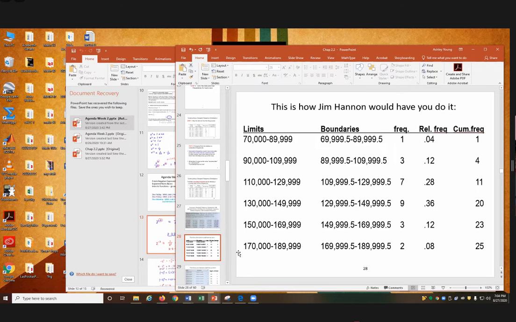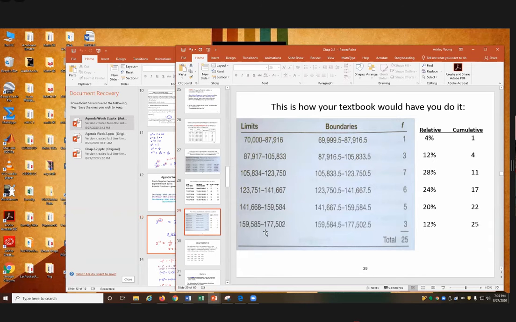Okay, so this is the way that Jim Hannon would have you do it, right? Where you pick a number, something that makes sense, like 20,000s, which is pretty much what everybody picked. Using the formula, this is how the book has you do it. And these are the limits they have here. And this is why Jim Hannon won. Which is more readable? If you're looking at this information, and I'm trying to explain something to you about the percentages and the cumulative and the frequencies, to have these limits here, or the limits that we used instead.